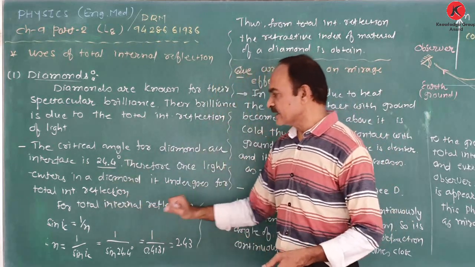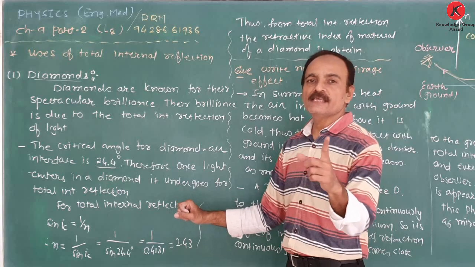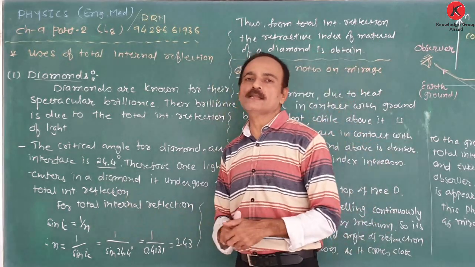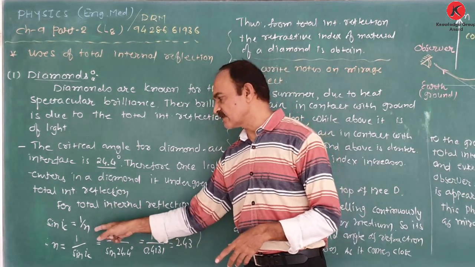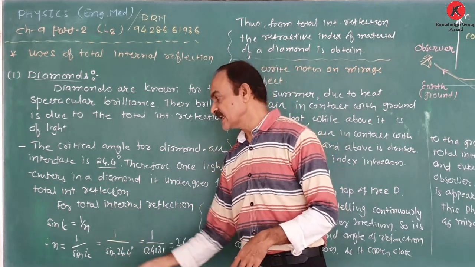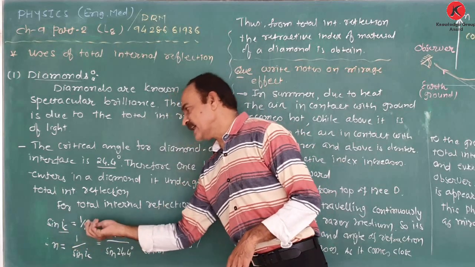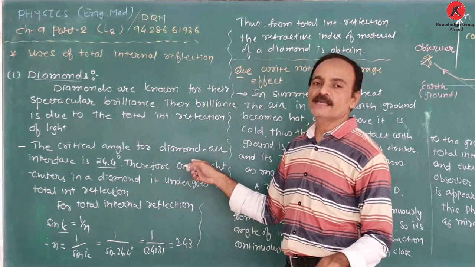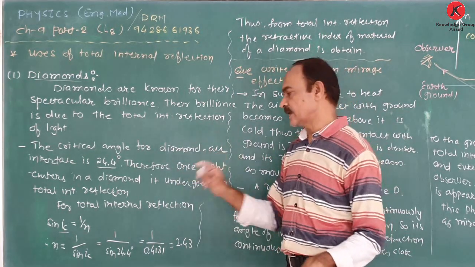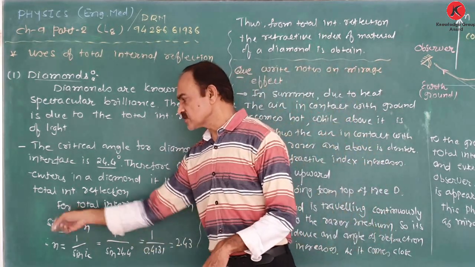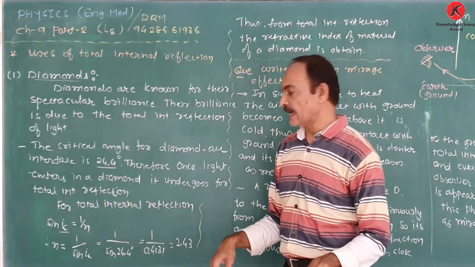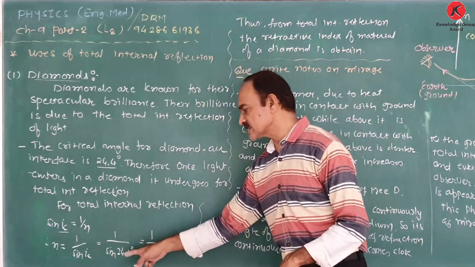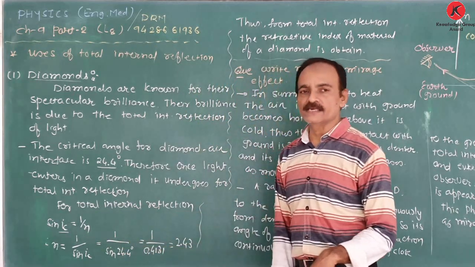Now, for total internal reflection, we already derived the equation sin iC is equal to 1 upon n. Therefore, n is equal to 1 upon sin iC, where iC is the critical angle and n is the refractive index of the medium. Here, it is the diamond-air interface. Now, what should be the refractive index of the material of a diamond? n is equal to 1 upon sin iC, therefore 1 upon sin 24.4 degrees.